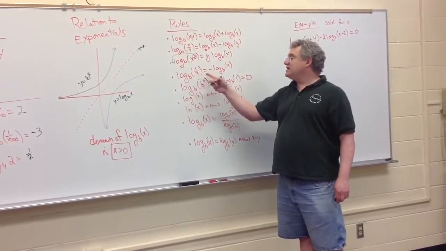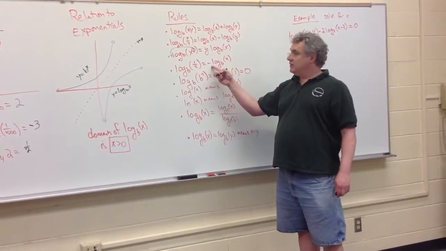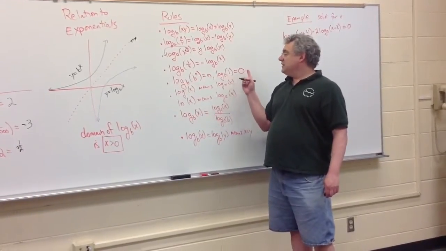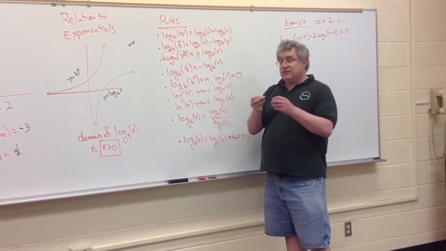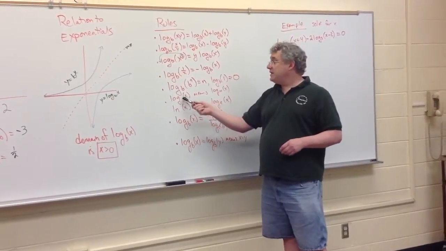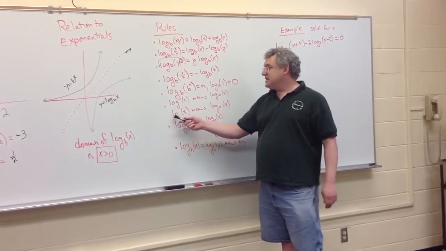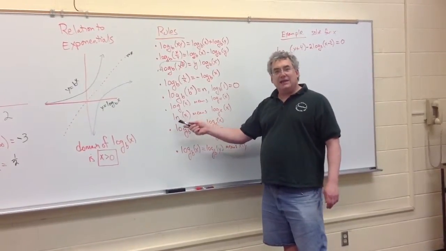Log base b of 1 over x is log base b of x with a negative in front. Log base b of b to the n is n. Log base b of 1 is 0. And there are important definitions. If you ever see the log without a number there, that number is implied as a 10. That's just standard. And if you see ln, ln means natural log.